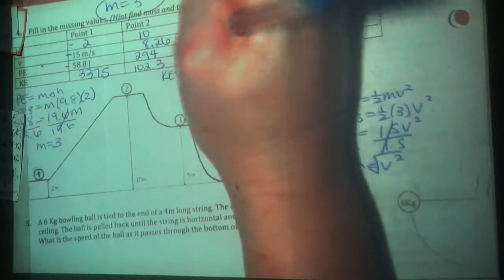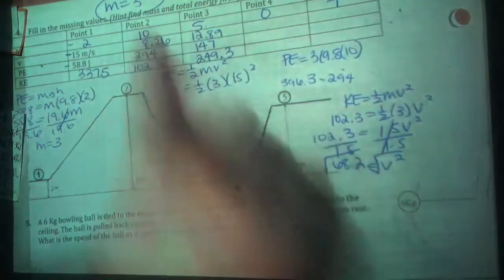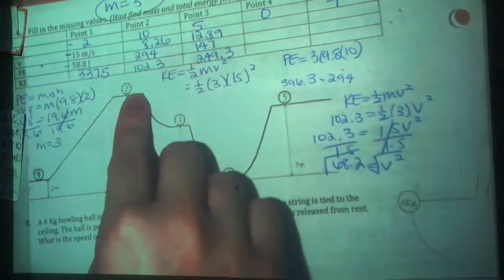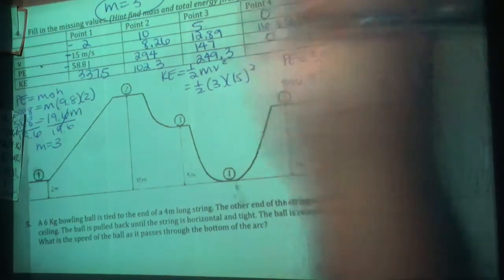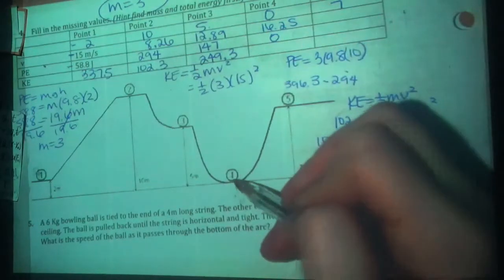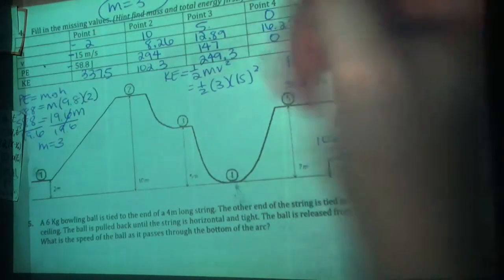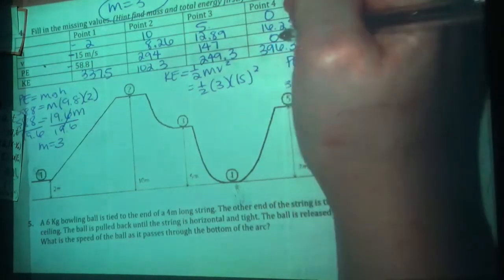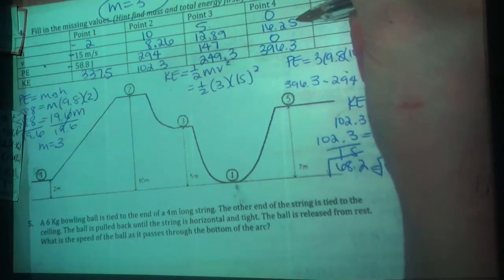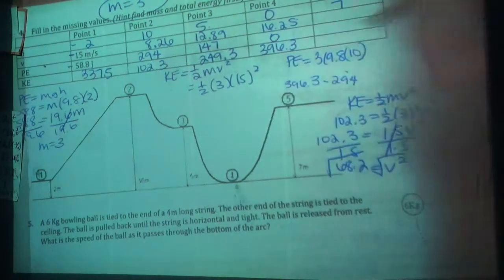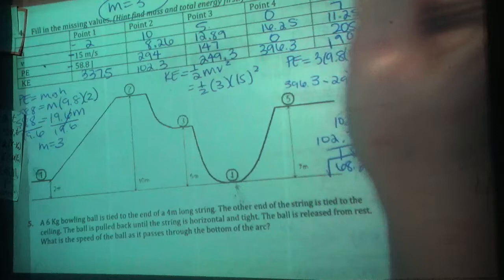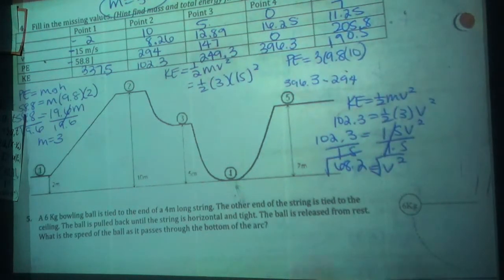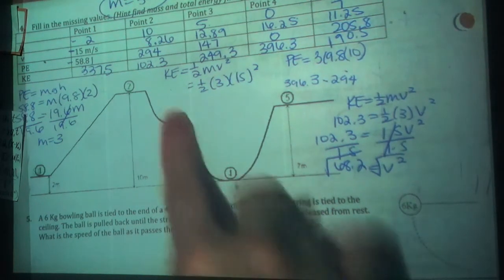I'm not going to rework all of these because if you get stuck, you can just go back and rewatch point 2, but I will put the answers up so you can double check yourself. In this one, it's easy because your height is 0, so that means my kinetic is just the total, and that would be my fastest speed because that's the most kinetic. These are my answers. Another quick check is that all the lower points should be faster than the higher points.